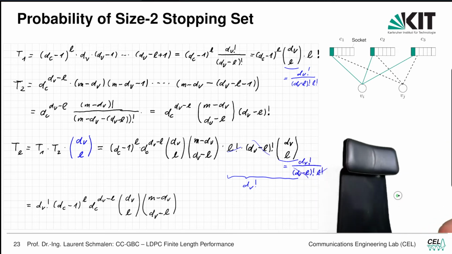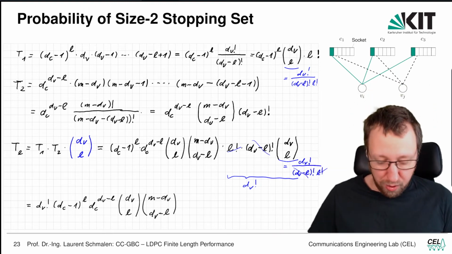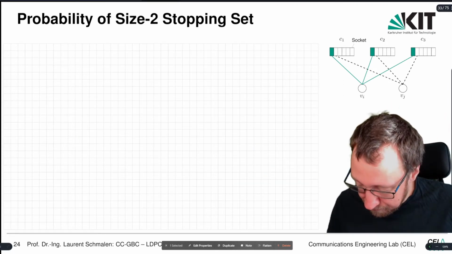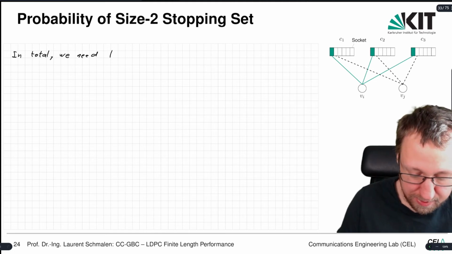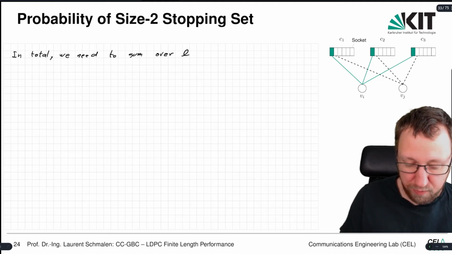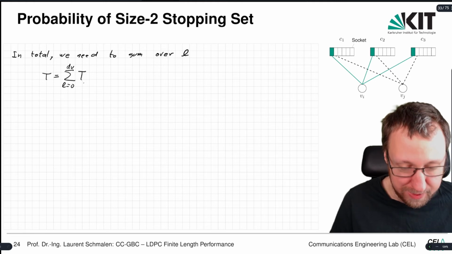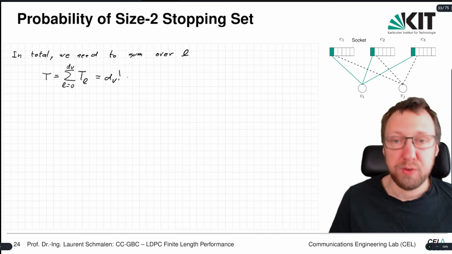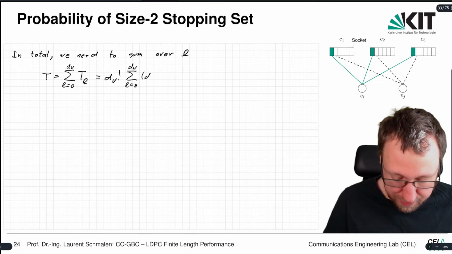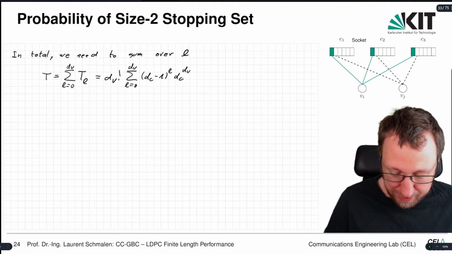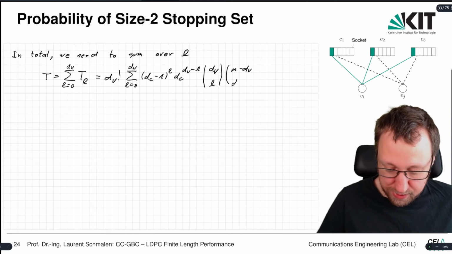So now how do we get the total number of possibilities? We now just need to sum up over all possibilities, l. So the total number of possibilities T is the sum from l equals 0 to dv over Tl. So this is dv factorial, which we can factor out, times the sum from 0 to dv of dc minus 1 to the power l times dc to the power dv minus l times dv choose l times m minus dv choose dv minus l.